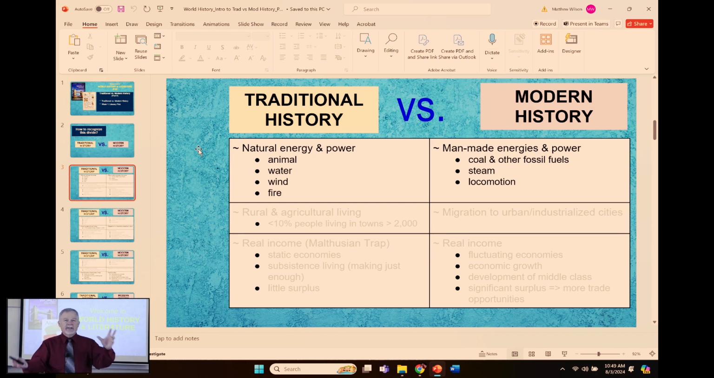Whereas in modern history, you have a switch. Now you end up with not natural energies and powers, you end up with man-made energies and powers. For instance, coal and fossil fuels, utilizing those, mining those, bringing those out and using those for all sorts of things. Steam power, locomotion, these are all things that develop in that 1700s into the 1800s. Let's look at another one.